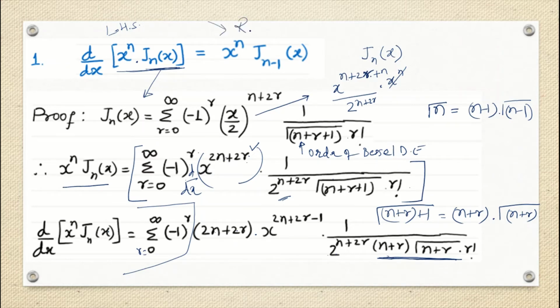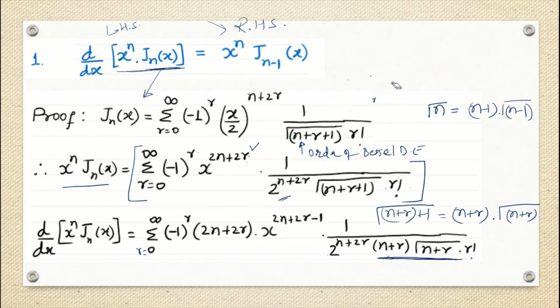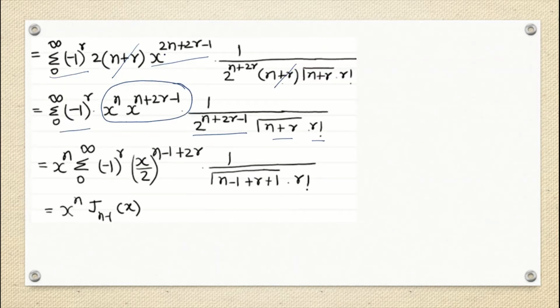The right hand side asks us to write this in the form of x raised to n times J n minus 1 of x. So for that my job is to take out this x raised to n common. Here, if it is x raised to 2n plus 2r minus 1, I can write it as x raised to n into x raised to n plus 2r minus 1.